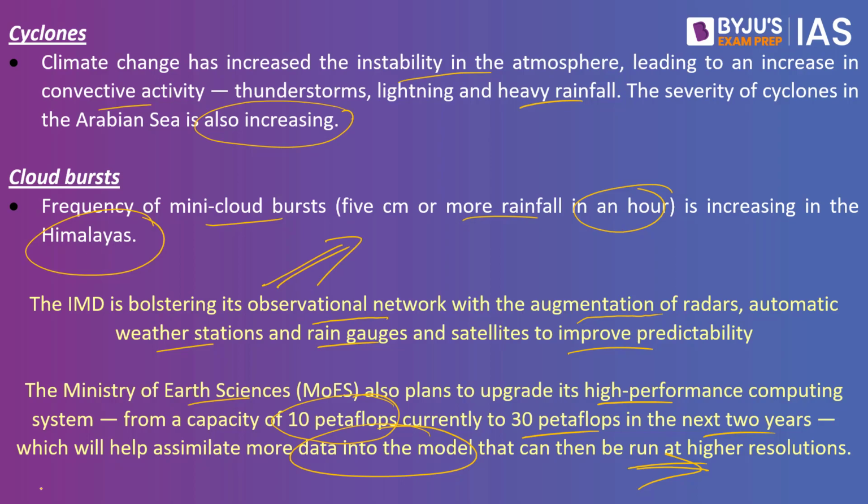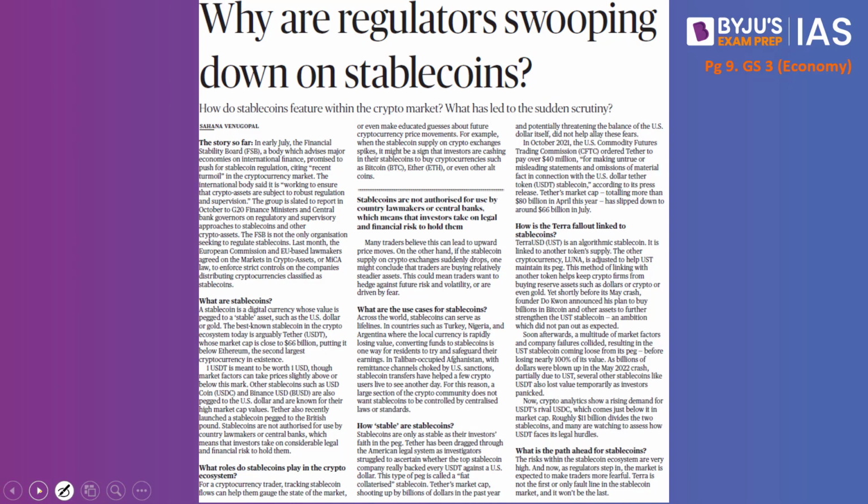Now let's look into the next article. This article says, why are regulators clamping down on stable coins? The article here is speaking about the cryptocurrency.